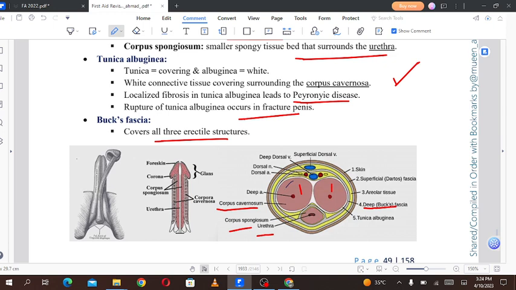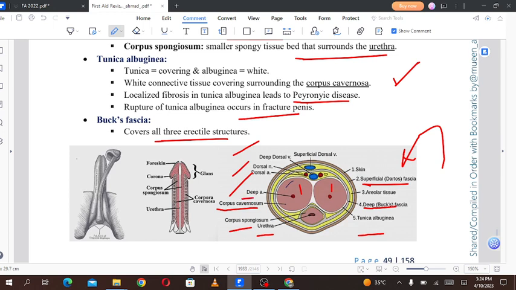I don't think there is any other important thing here. Tunica albuginea is that white one, and then Buck fascia. Superficial to that is the Dartos fascia, and then we have the skin. Under the Buck's fascia there are the deep dorsal vein, dorsal nerve, and dorsal artery. And the deep artery is present inside the corpus cavernosa as well. So the deep artery is in the corpus cavernosum.